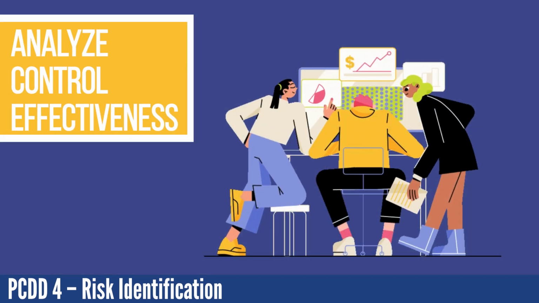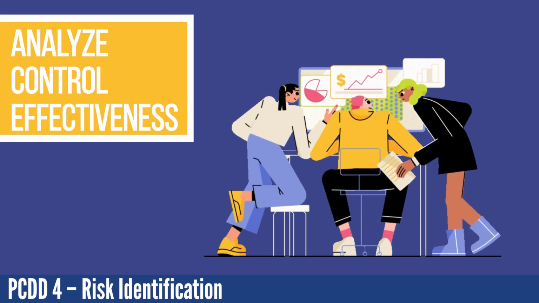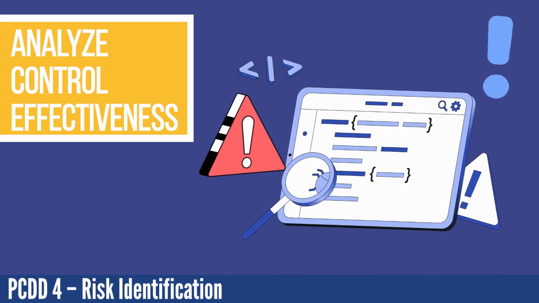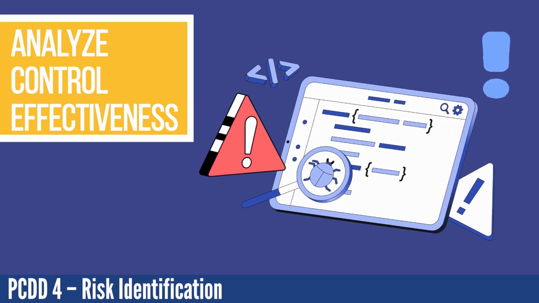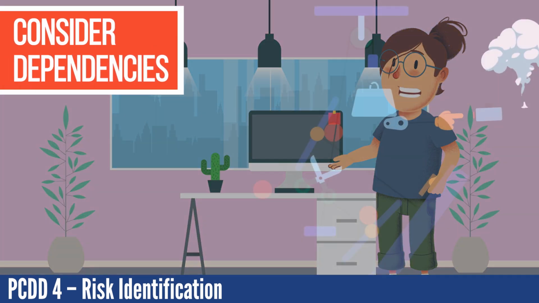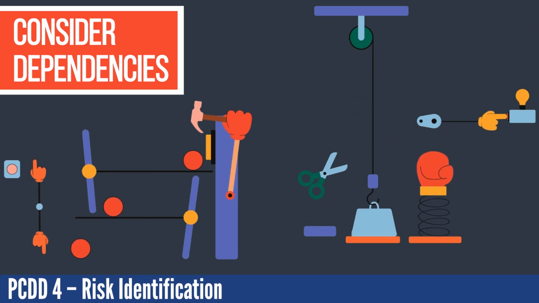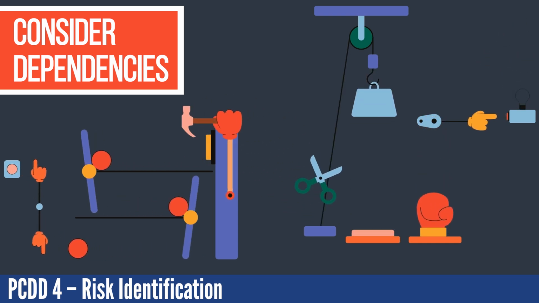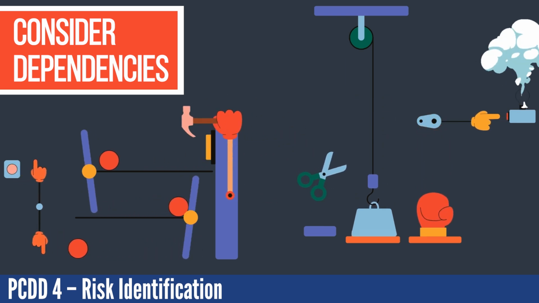Analyze control effectiveness. Examine the effectiveness of controls that were tested during the assessment. If controls are found to be weak or ineffective, they could indicate areas of heightened risk. Consider dependencies. Consider how the third party's risks might impact your organization. Identify risks that could have a cascading effect on your operations, finances, or reputation.